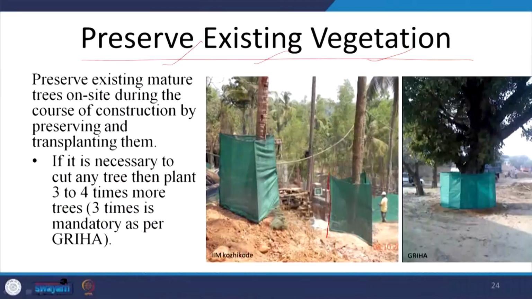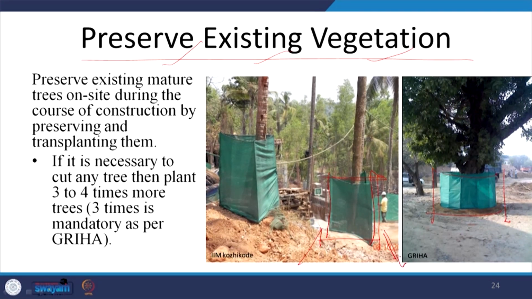And once through design we have arranged to preserve these trees, during construction we have to actually physically preserve. So, there will be barricading, there will be cover which will be provided to the trees during the construction activity, and we have to ensure that the root of the tree is not getting disturbed.